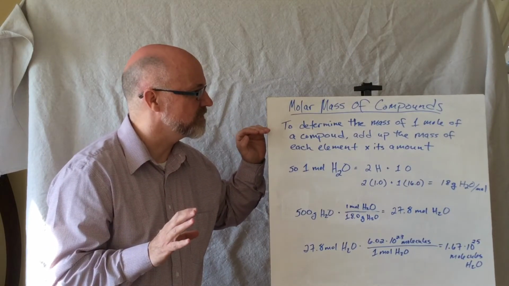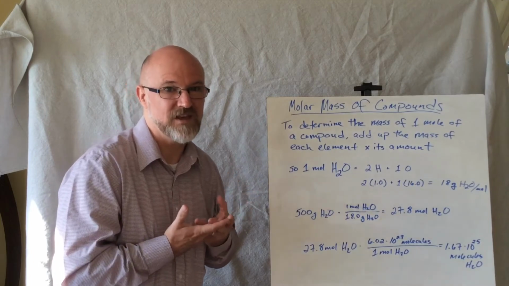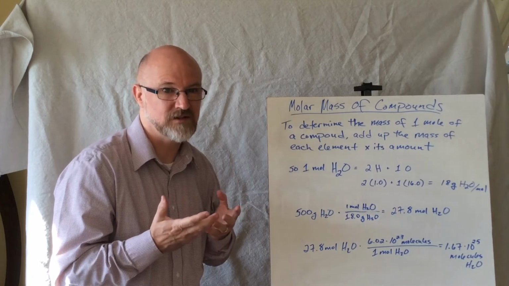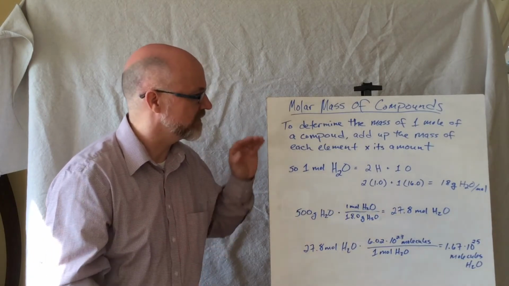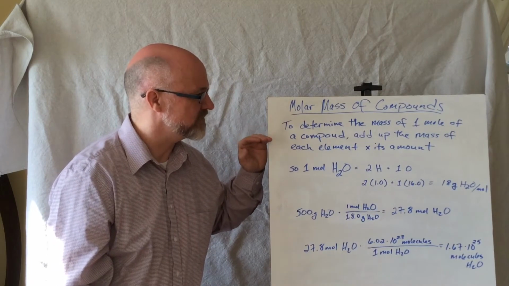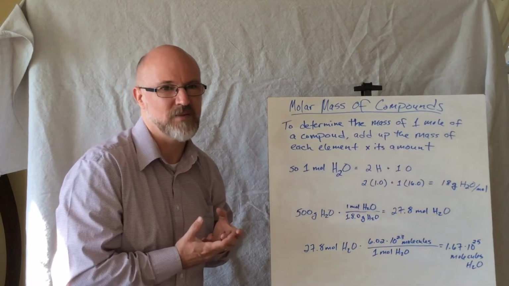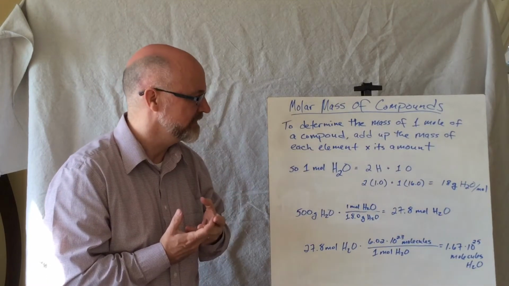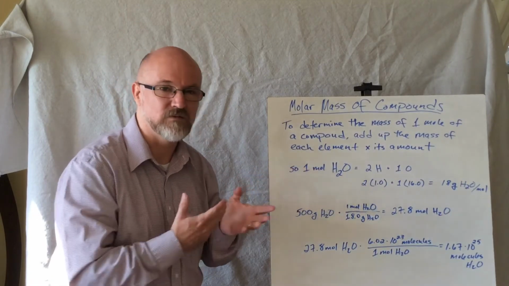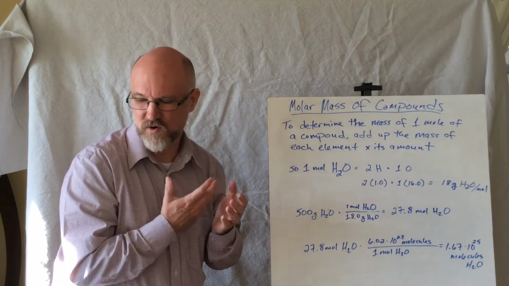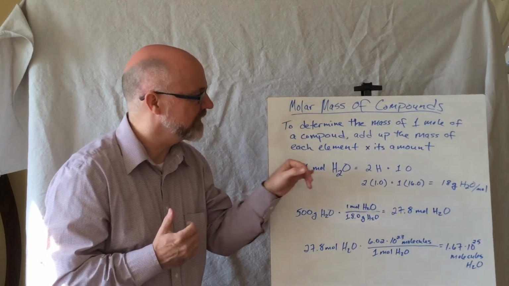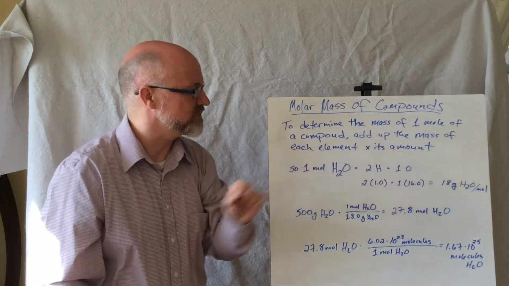For a compound, what we have to do is just add up everything that's there in terms of its mass and the amount of each element. All right, so it's add up the mass of each element, but make sure you times each element by its amount in the compound, in the formula. So for example, water. The formula for water is H2O. That means there's 2 hydrogens, 1 oxygen.